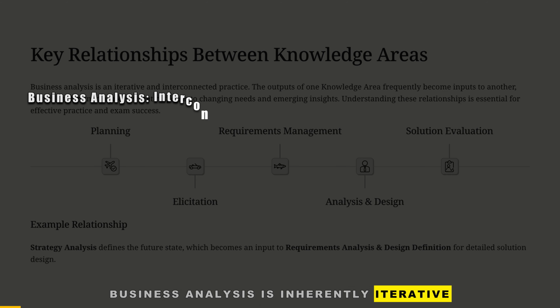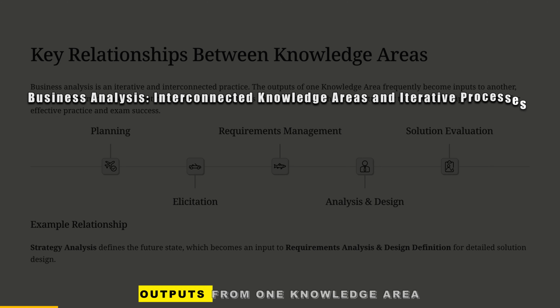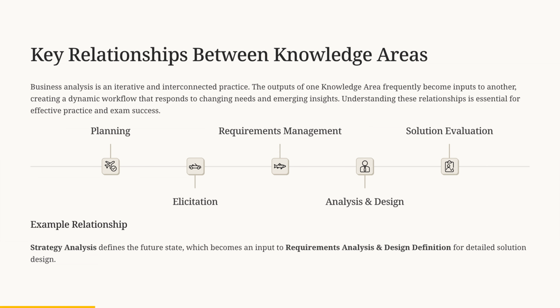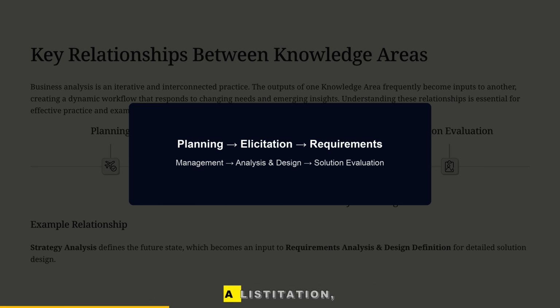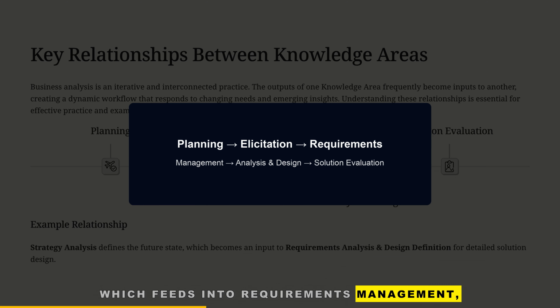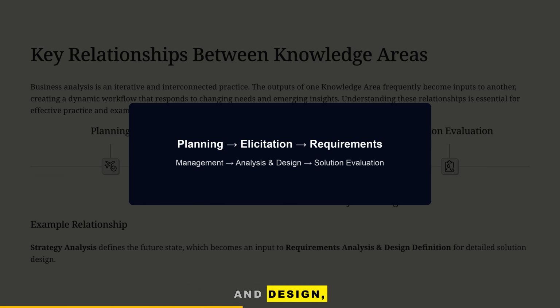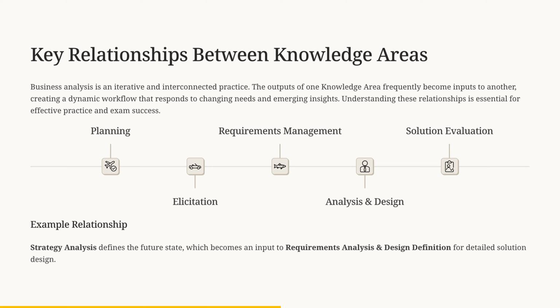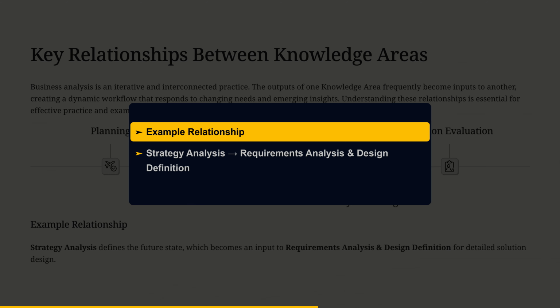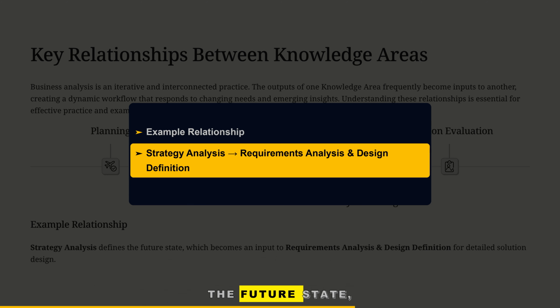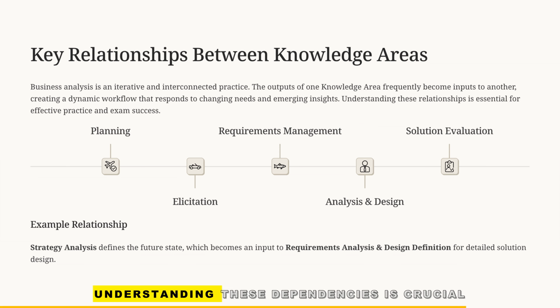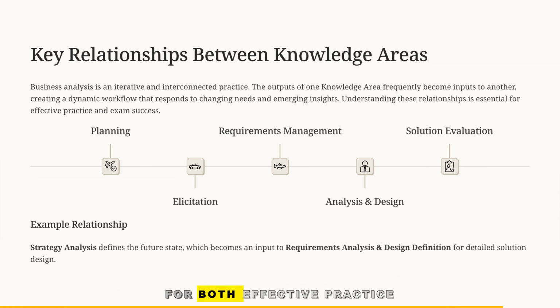Business analysis is inherently iterative and interconnected. Outputs from one knowledge area often become inputs for another, creating a workflow that evolves as insights emerge. For example, planning leads to elicitation, which feeds into requirements management, then informs analysis and design, and concludes with solution evaluation. A common relationship you'll see is strategy analysis defines the future state, which then becomes an input for requirements analysis and design definition, guiding the detailed design of the solution. Understanding these dependencies is crucial for both effective practice and exam performance.